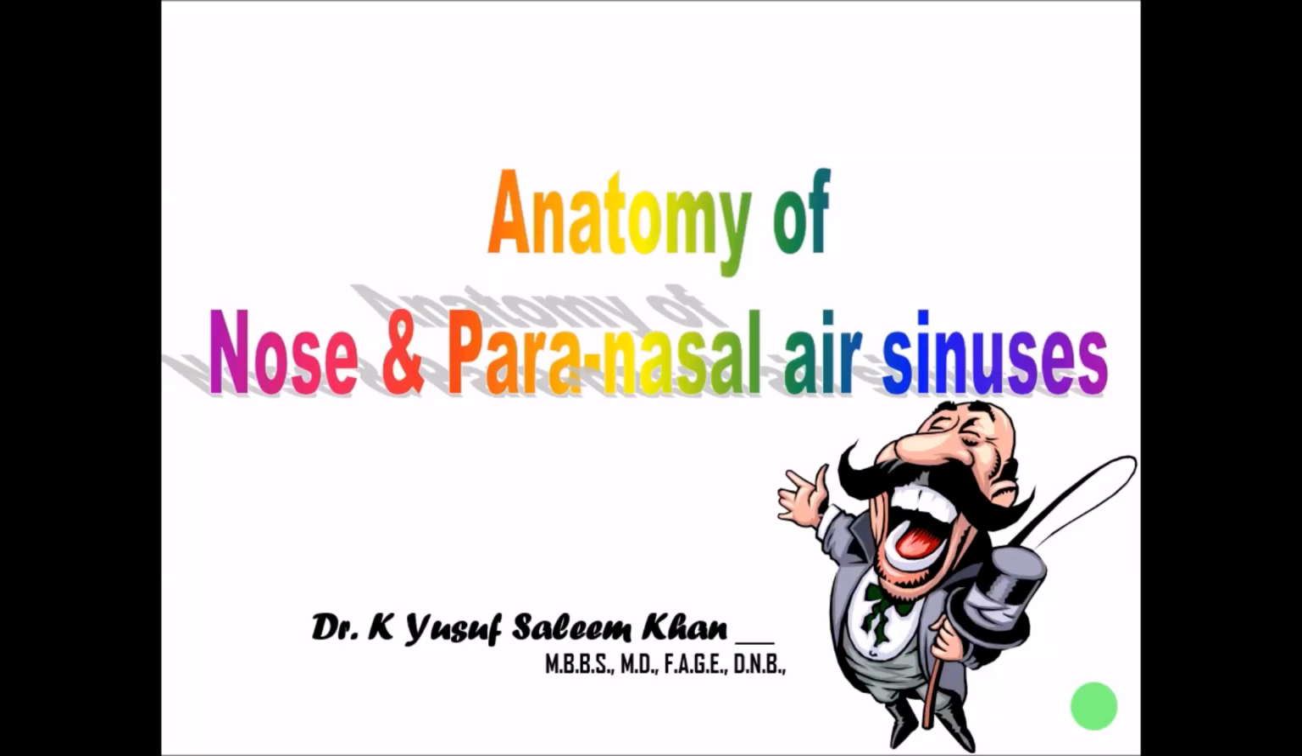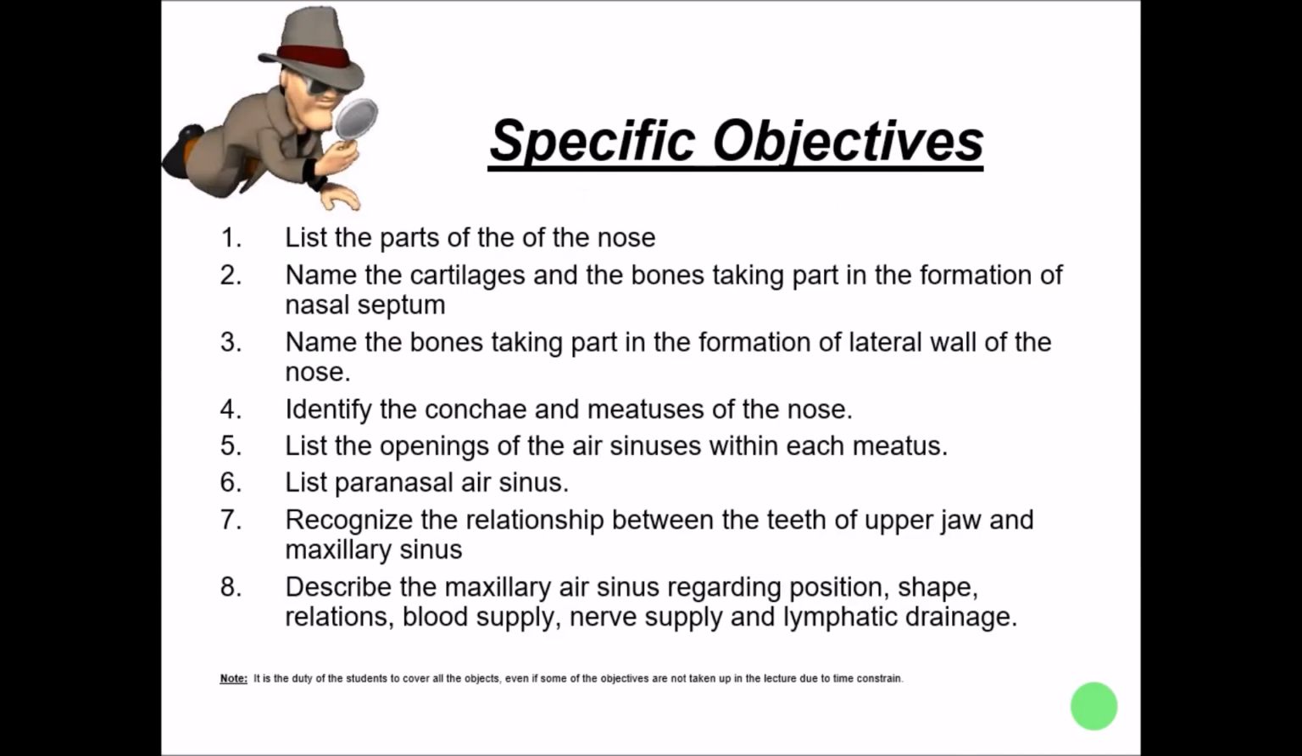Hi friends, in this lecture we will try to cover the anatomy of the nose as well as the paranasal air sinuses. These are the specific objectives which we will try to cover. The first one is list the parts of the nose. The second is name the cartilages and the bones taking part in the formation of the nasal septum. Third, name the bones taking part in the formation of the lateral wall of the nose. Fourth is identify the conchae as well as the meatuses of the nose.